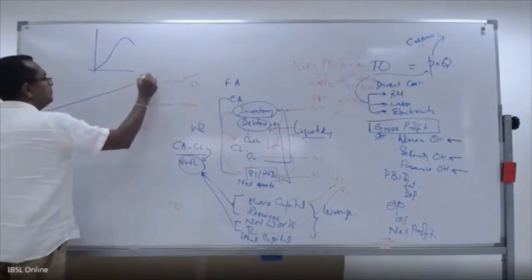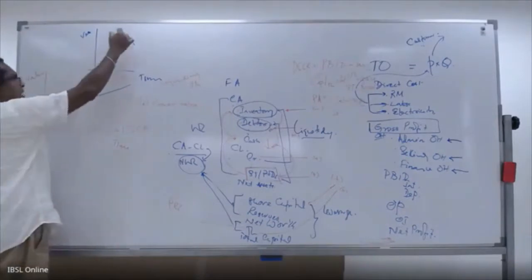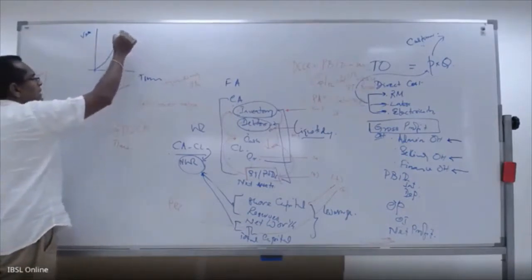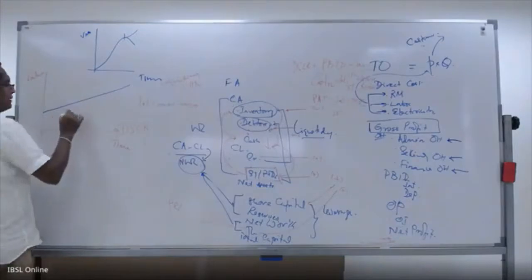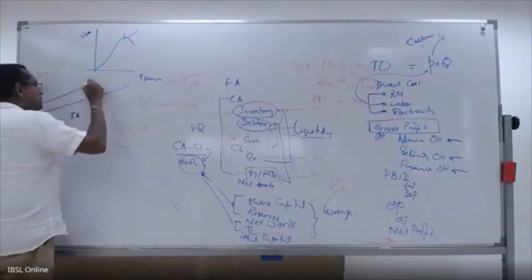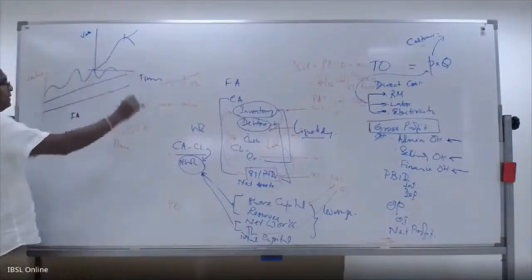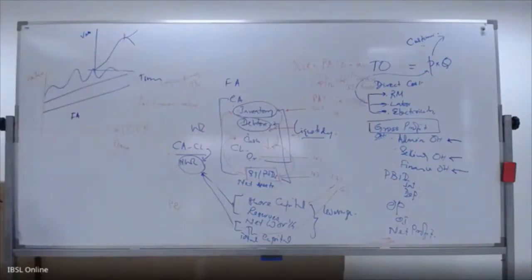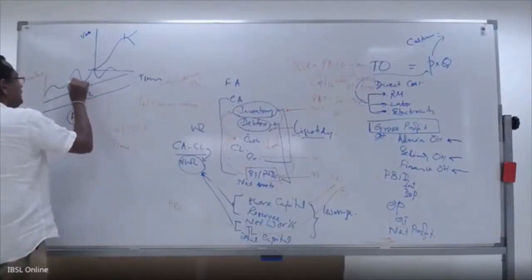Time, value. The business grows like this. This is the declining phase. You have to diversify. So with time, fixed assets grow like this. Similarly, permanent working capital also grows like this with time. There is another part which is the variable on top. So fixed assets, permanent working capital, variable working capital.